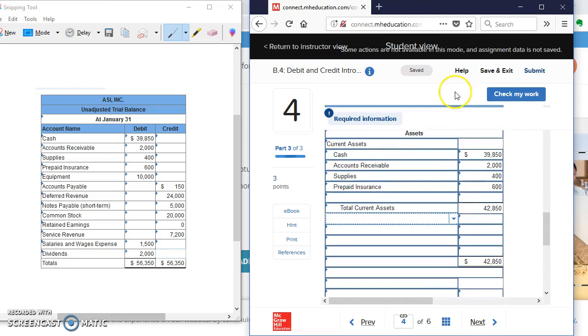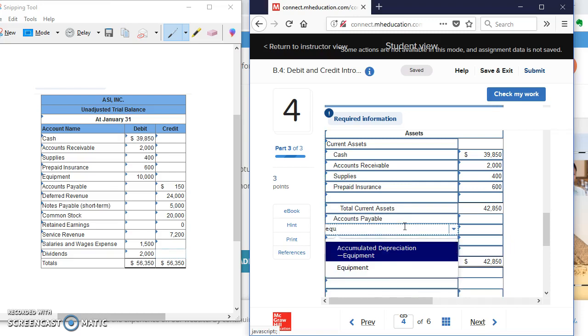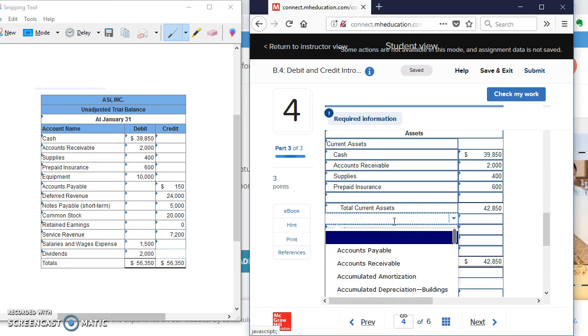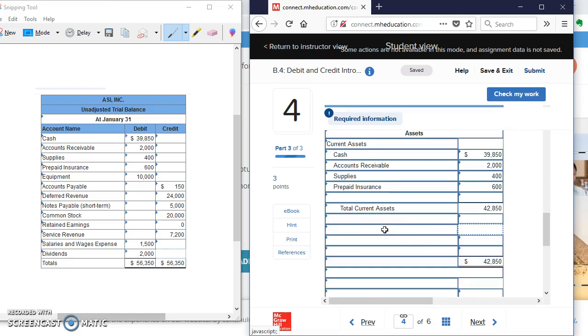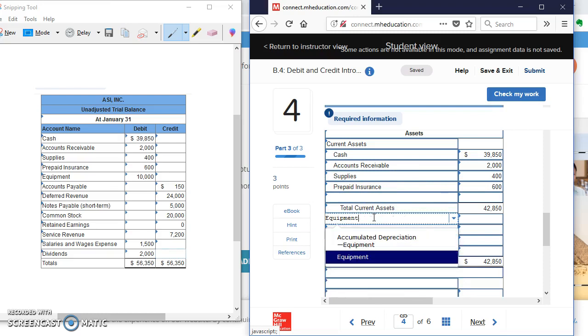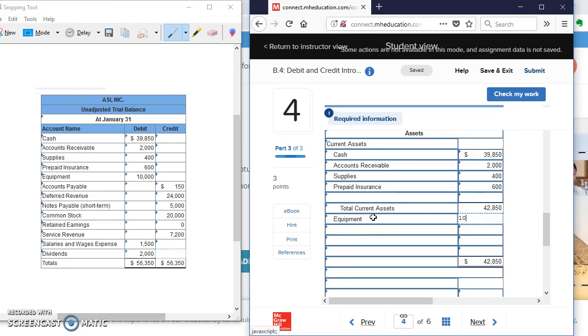Now that I've done the current assets, I'm still in the assets section. I want to list my non-current assets down here. I accidentally put accounts payable in there, so right under the total current assets line, I want to put equipment. And I'll put the amount right from my trial balance, which is $10,000. And that's the end of my assets. So I got all 5 of the assets in the balance sheet.